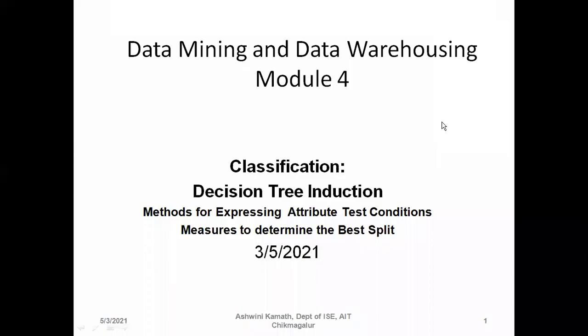In the last class, we have learned in decision tree induction, we have learned methods for expressing attribute test conditions, right? 4 methods we have discussed. Then in the previous 2 classes, in the same topic, that is decision tree induction, we have learned about how to build a decision tree and how the decision tree works, right? So today we'll discuss methods for expressing attribute test conditions and measures to determine the best split.